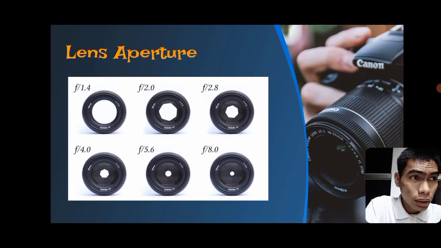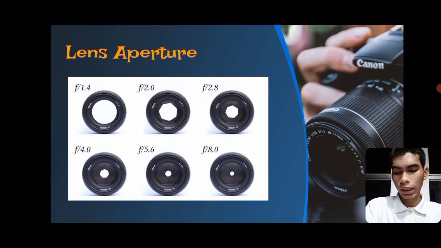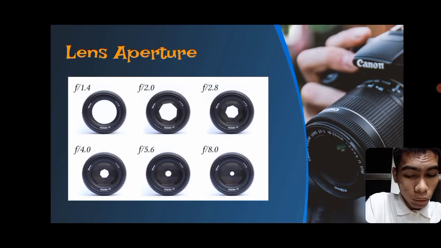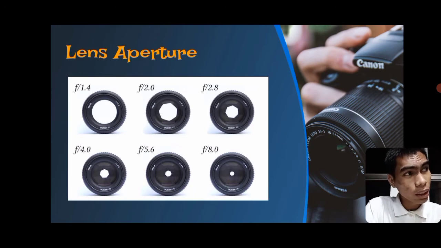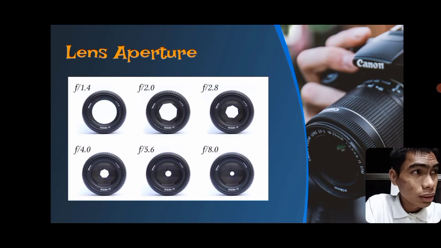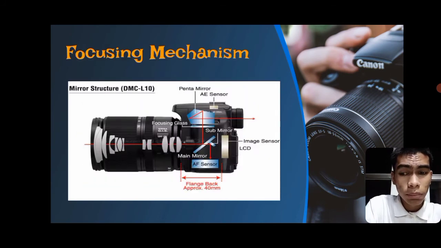So it means the lower the F number, the bigger the lens opening, and the bigger the lens opening, the greater the volume of light that will pass through the lens and reach the image or sensitized materials.